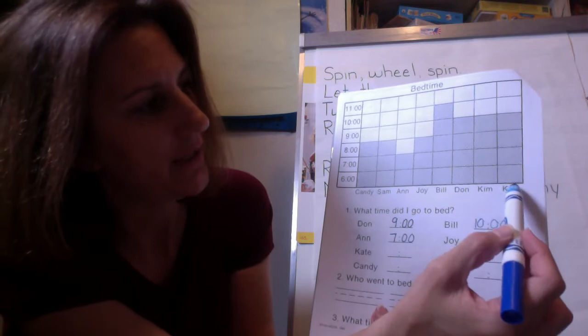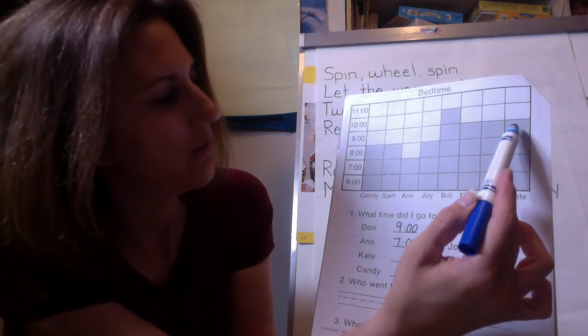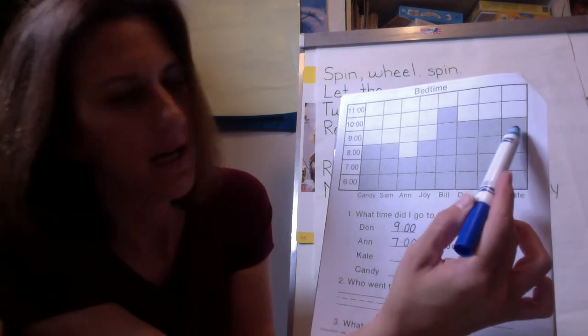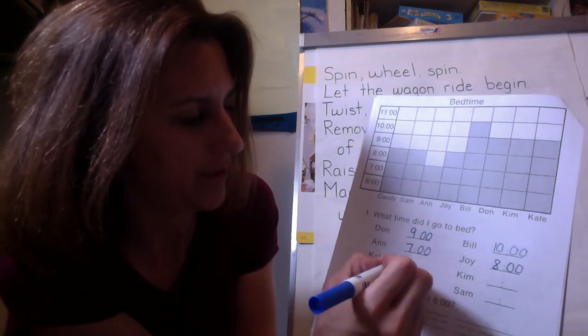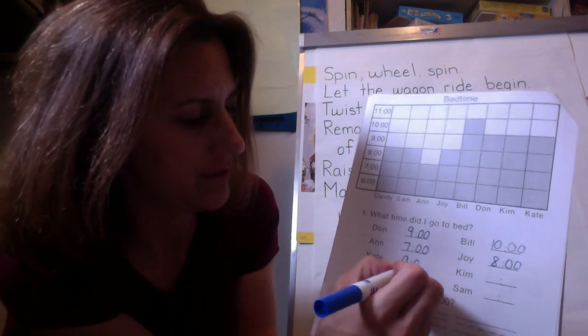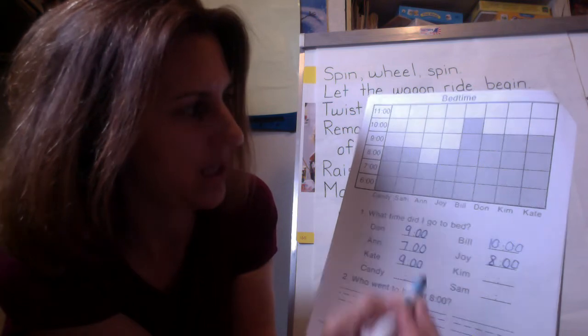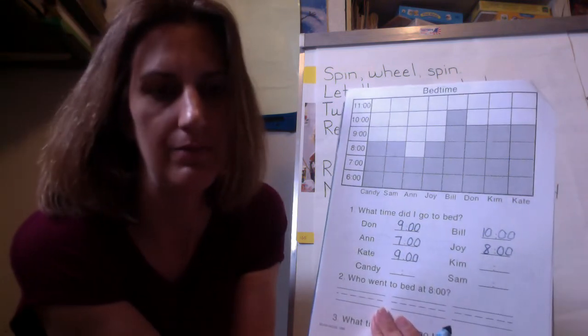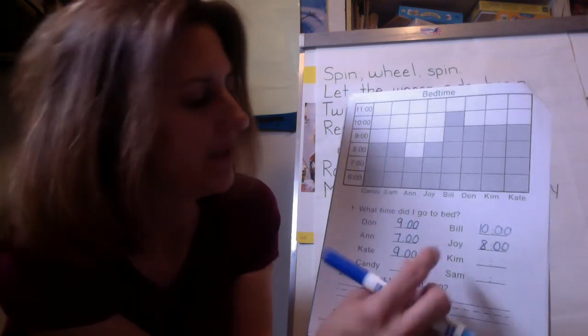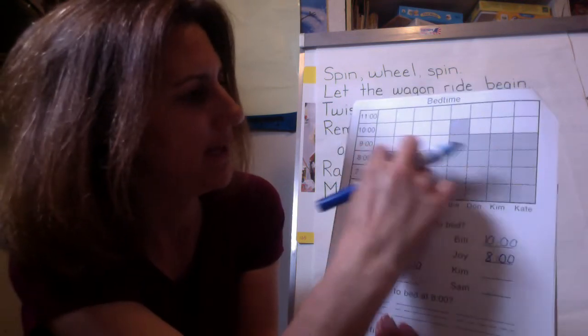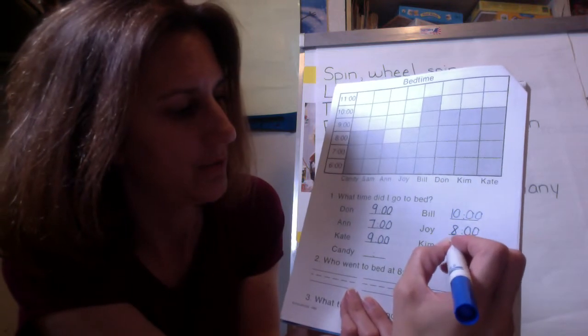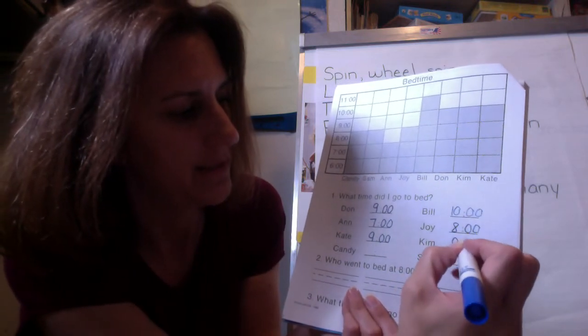Okay, look at Kate. So Kate's way down here. Kate goes to bed at what time? 9 o'clock. So we're going to put our 9 in front of the colon, our 00 after, because remember, o'clock means 00. It's just starting the hour. Okay, let's look at Kim. So Kim is going to bed at 9 o'clock. So again, we're going to put the 9 and then 00.